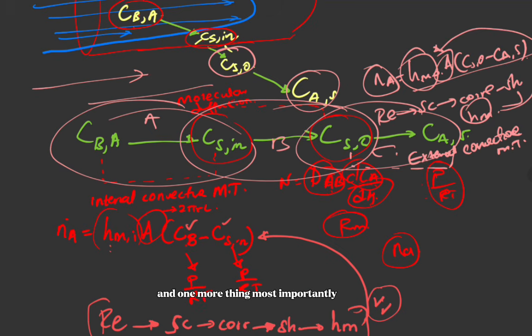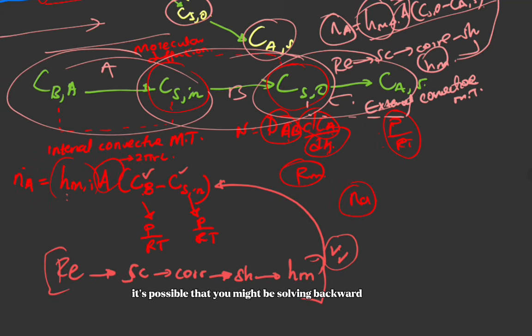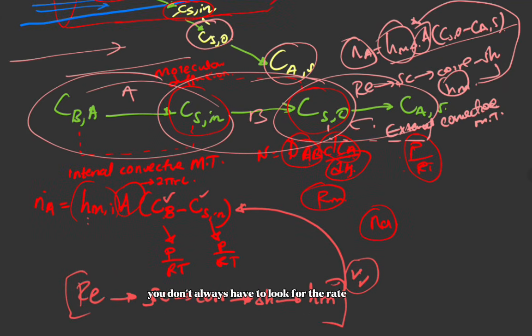And one more thing, most importantly, is you are not always going to be solving forward. It's possible that you might be solving backward. You don't always have to look for the rate. I can give you the rate and ask you for the temperature. I can give you something that typically you think is what we'll be asking you, but I can give you that and actually be asking you for something else. We can ask you for the length with everything that's provided. We can ask you for the temperature. We can ask you for the D_AB. So always be ready for something like that.